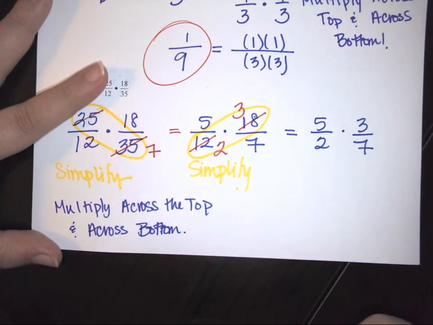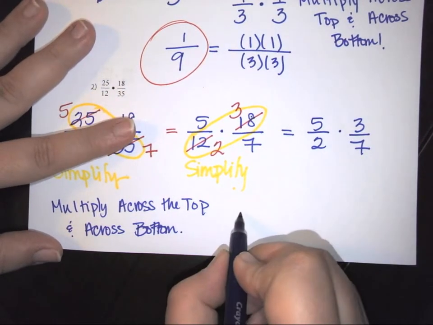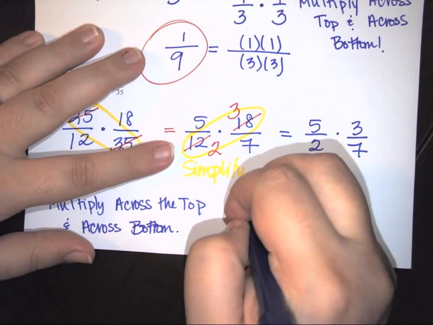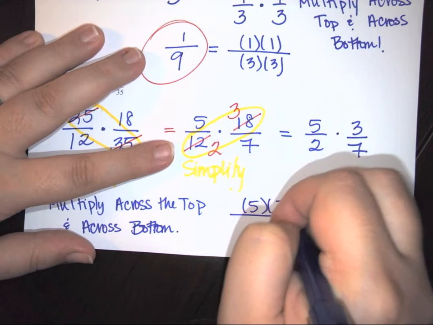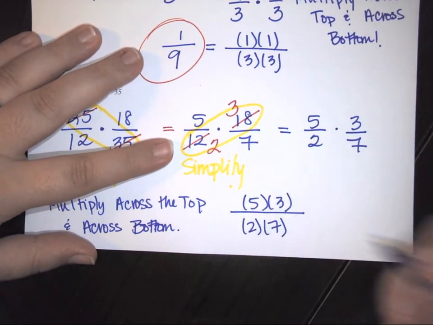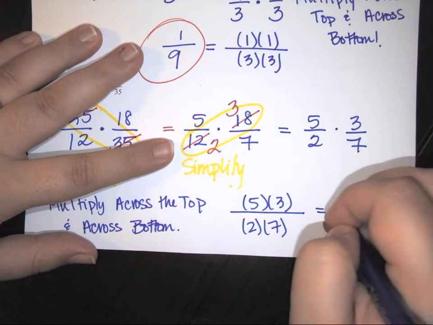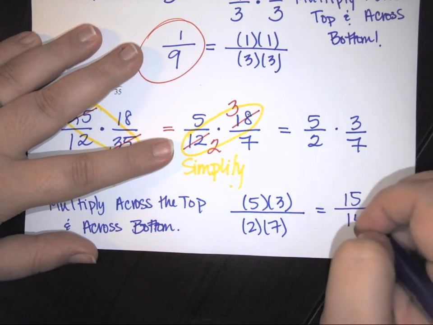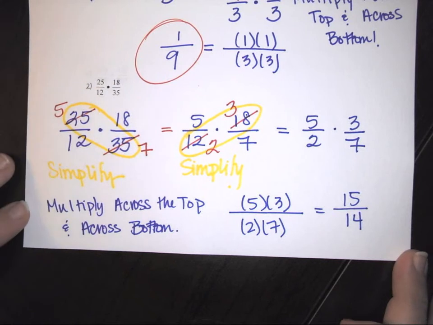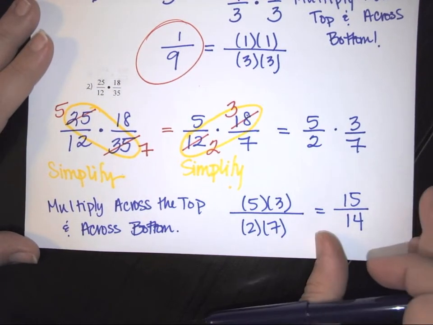And then look and see if you can simplify one last time. Okay? So again, we're going to have one single fraction. Multiply across the top says I'm going to do 5 times 3. Straight across the bottom says I'm going to do 2 times 7. If I multiply those, 5 times 3 is 15. 2 times 7 is 14. If I were to compare 15 and 14, nothing reduces. Thus, I have gone as far as I can. Okay.